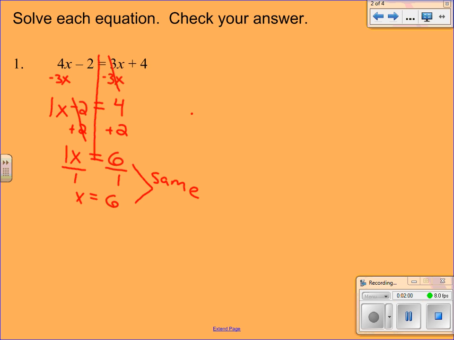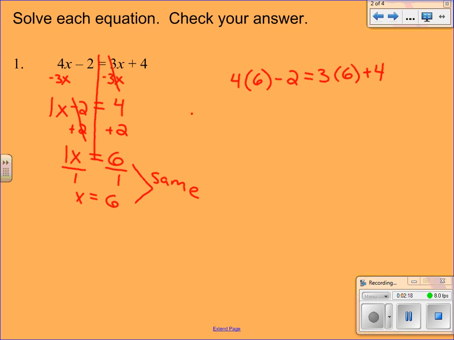Now, when we check our answer, we're not going to do this for every single problem, but we're just going to show it once here. All you do is you take the 6 and you put it back in place of the x in the original equation. So I have 4 times (6 minus 2). And then on the other side, 3 times (6 plus 4). Now you just evaluate both sides.